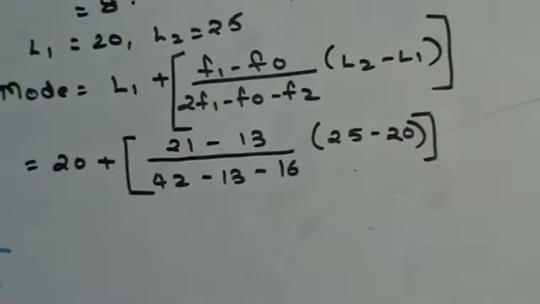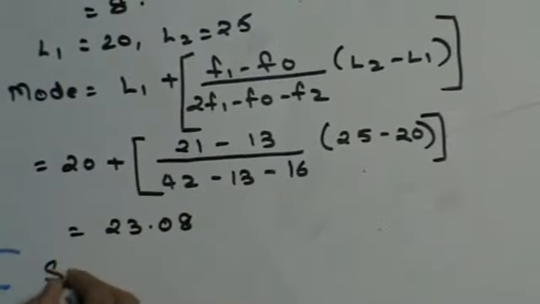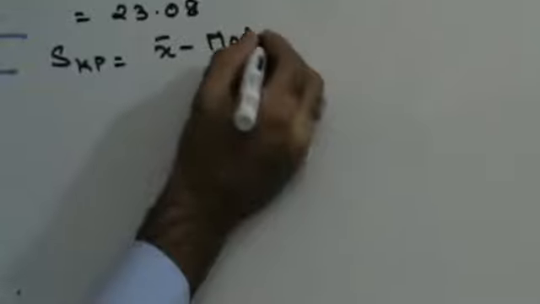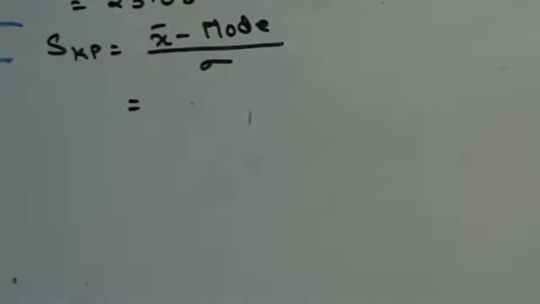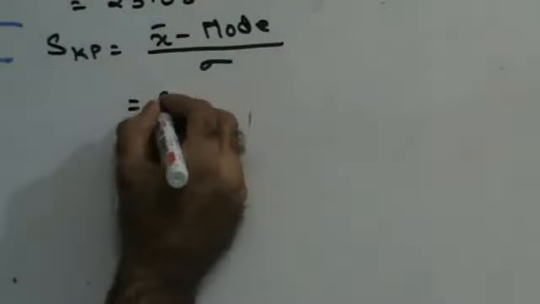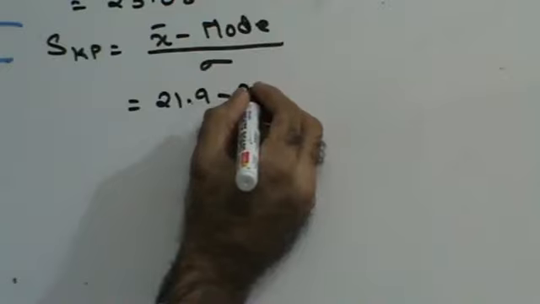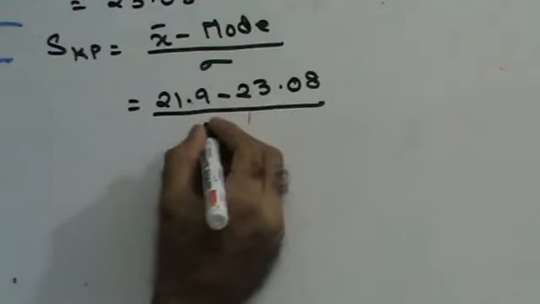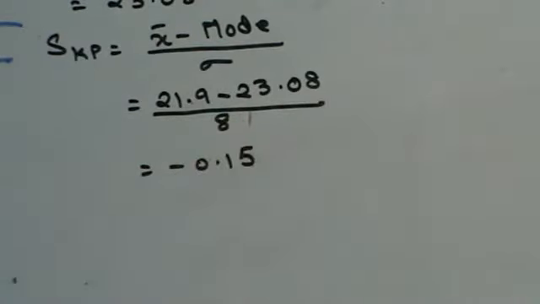When you solve this, you will get the value of mode as 23.08. Now, Karl Pearson's coefficient of skewness is mean minus mode upon standard deviation. Mean is 21.9 minus mode 23.08 upon standard deviation 8. The answer is negative 0.15.